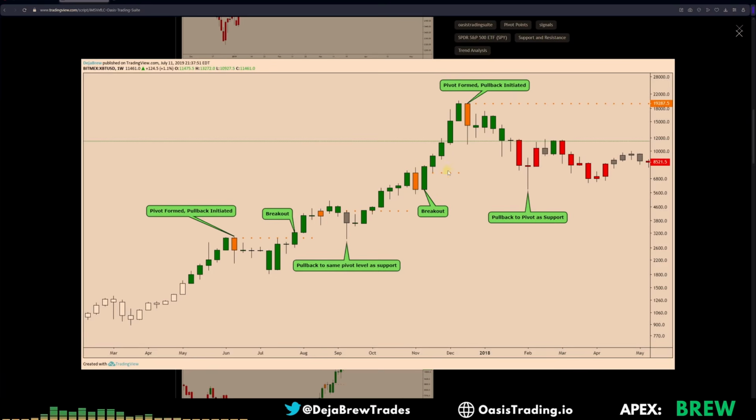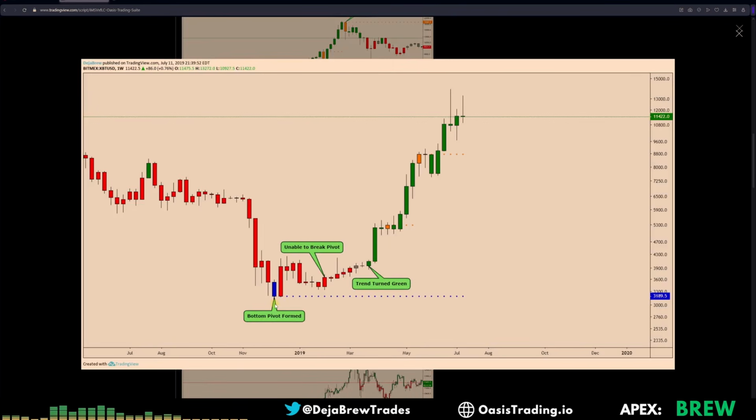Once again, breakout of the pivot here. Pivot formed, pullback initiated, pullback to a pivot as support. So here's an example of a pivot that you could extend. You could extend that pivot outward as a support zone. We pulled back into it, beautiful wick, and then bounced off of it. Obviously didn't last very long, but it did give you a nice little scalp trade.